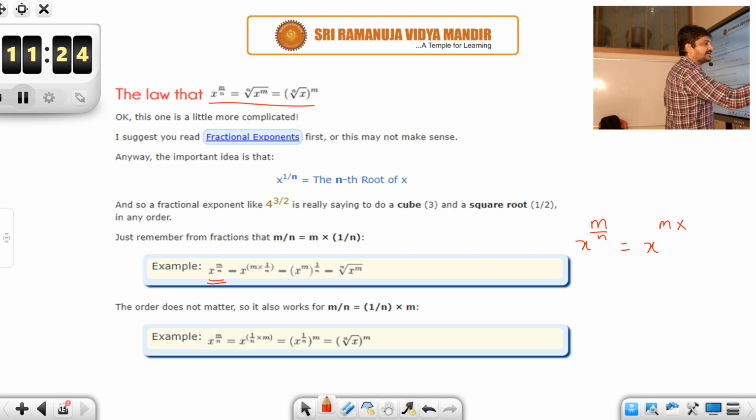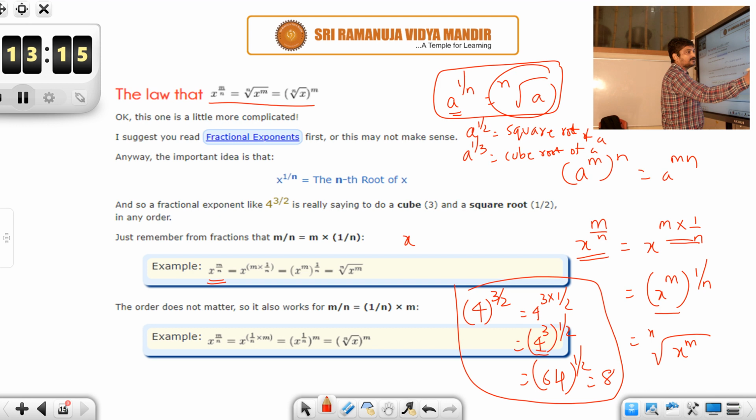Similarly, we could think of this law in another way. You could think like this: x power, instead of writing m by n as m into 1 by n, you could write this as 1 by n times m. And so, again using this law, you could rewrite this as x power 1 by n whole power m. Okay. So this is the nth root of x, whole power m. So you will get this. So both are the same. The nth root of x power m or the nth root of x raised to the power m times. You would be getting the same thing.